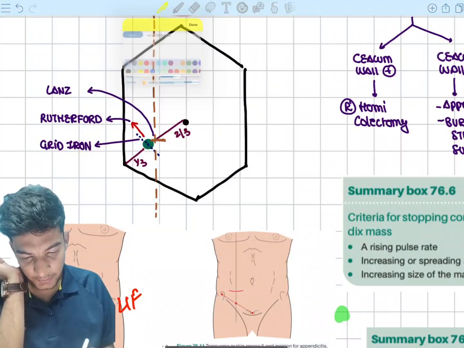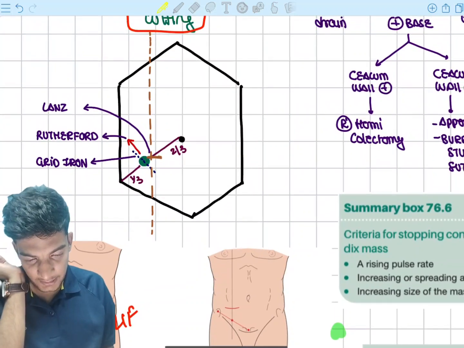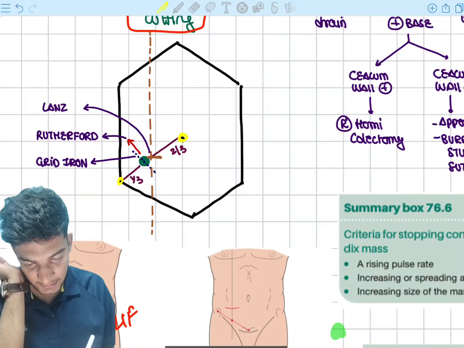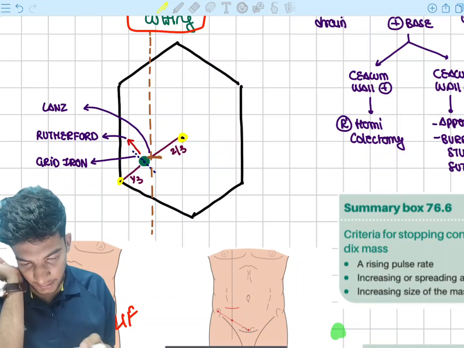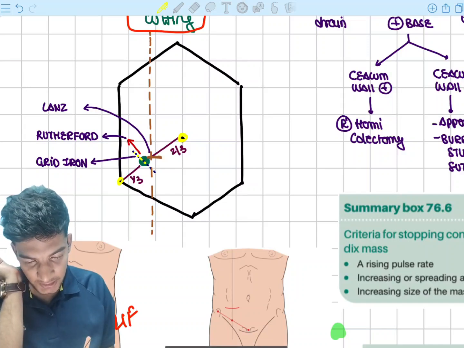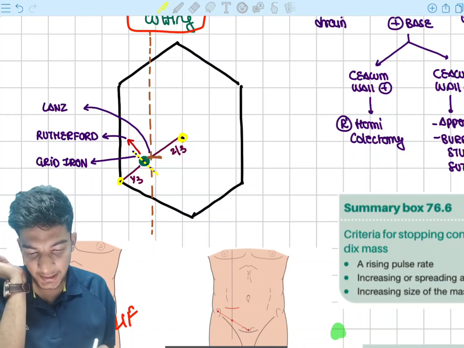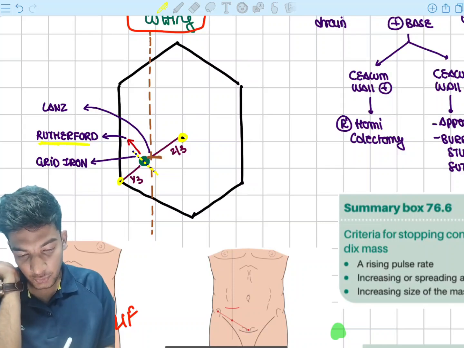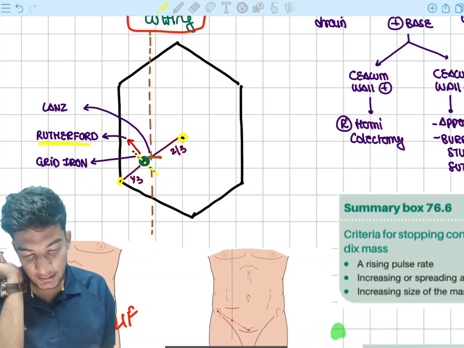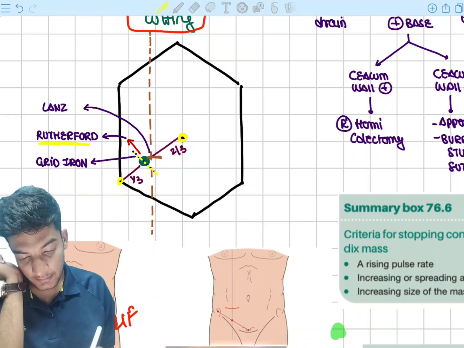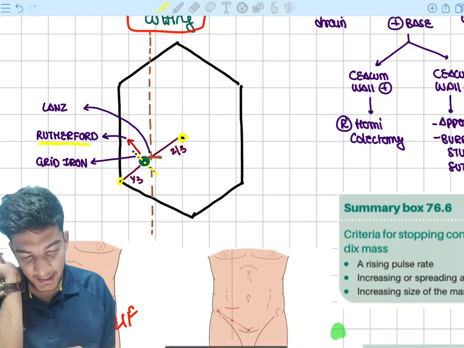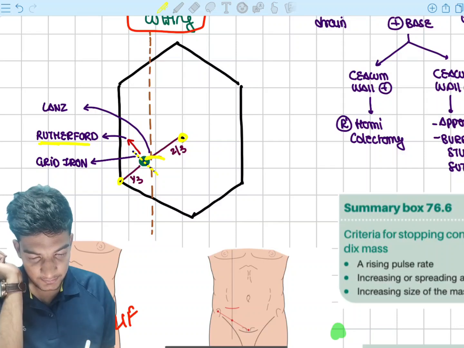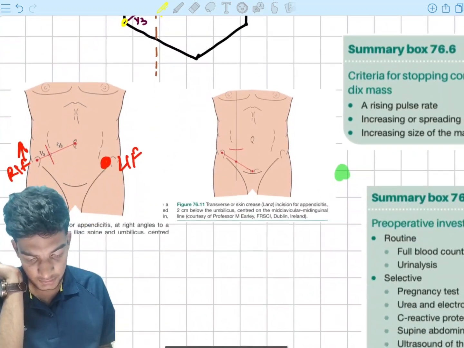The first one is the Lanz line. Now, as we know, here is the umbilicus, and here is the ASIS; the lateral one third and middle two thirds junction is the McBurney point. The grid iron is the line perpendicular to the McBurney point. Fine. The second is Rutherford. Rutherford is a little above the McBurney point, and the Lanz line is here.